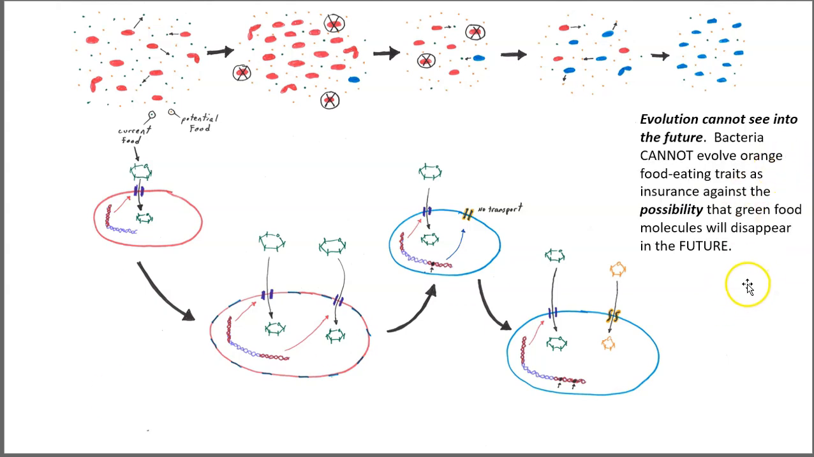So this is an important feature of evolution. Evolution cannot see into the future. Bacteria cannot evolve orange food-eating traits as insurance against the possibility that green food molecules will disappear in the future. So natural selection is just operating in the current generation, but it, of course, continues to operate in every succeeding generation. But evolution cannot see into the future and equip a species with some adaptation they don't need now, but maybe could need in the future. Evolution doesn't work that way.